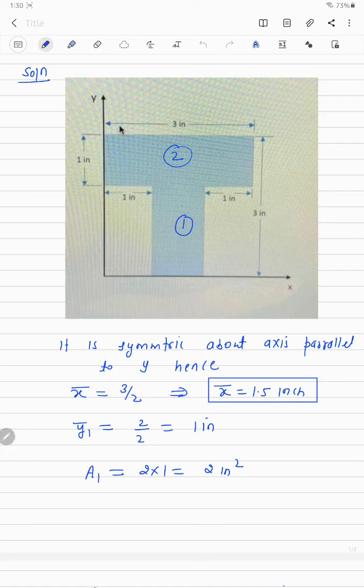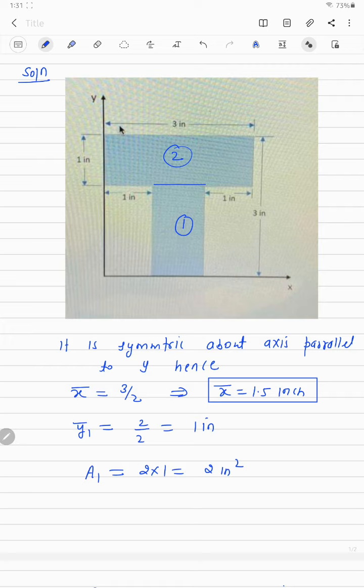So what we have to do in a case like a T shape or I section is divide the shape into a number of parts. Like we can divide this shape into two parts. This is shape 1 and this is shape 2. So we have to find the centroid of the complete shape.